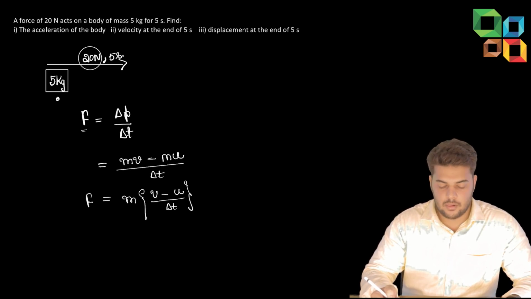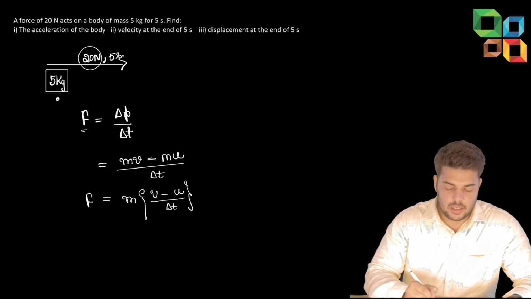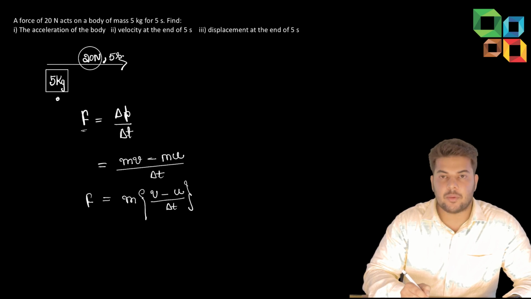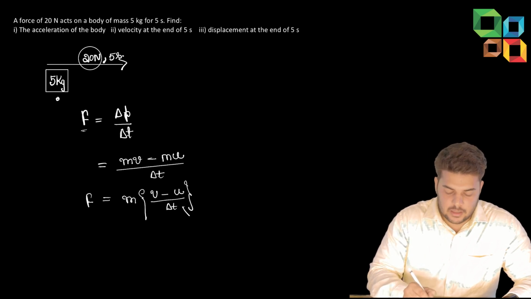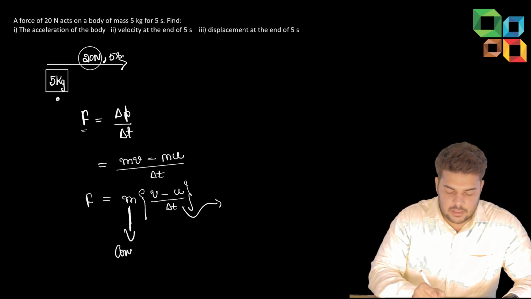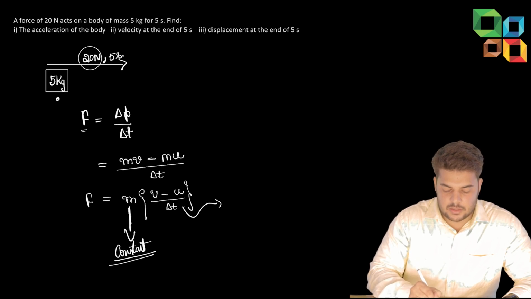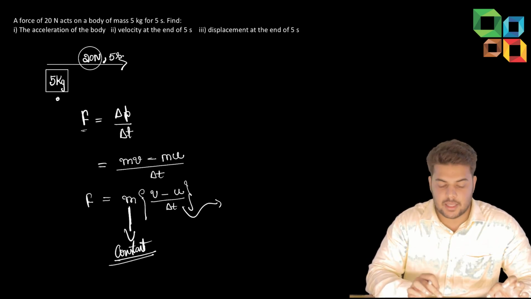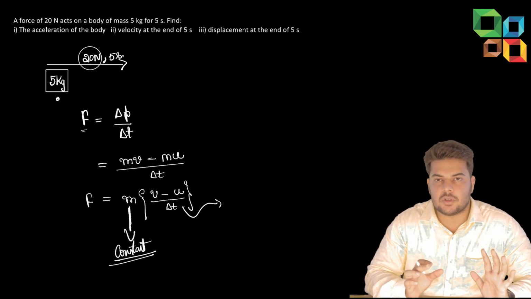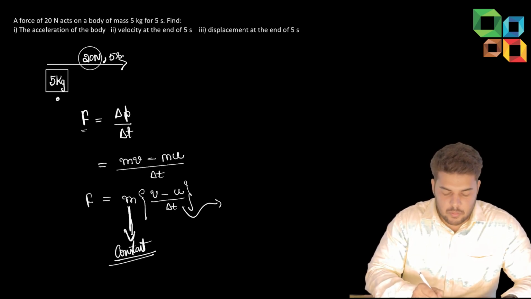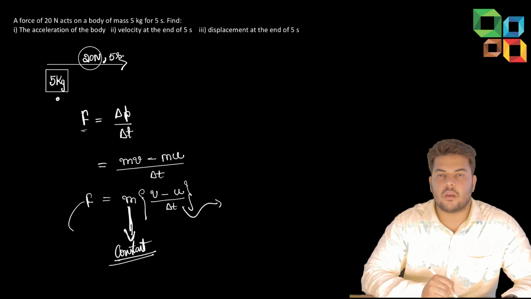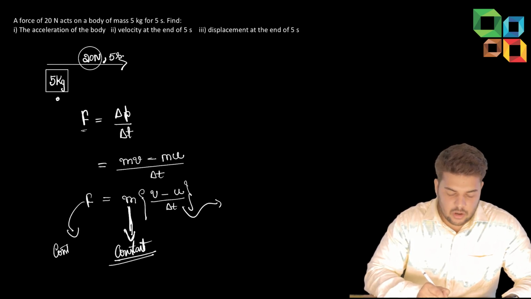Now, if the force is constant, then I've told you that delta p by delta t is a constant, and therefore this quantity over here, mass is anyway a constant. Understand what I'm trying to say? Mass does not change. We are assuming in this case mass does not change, and in most of the cases mass does not change. So mass is a constant, right? So force is a constant given in the problem.